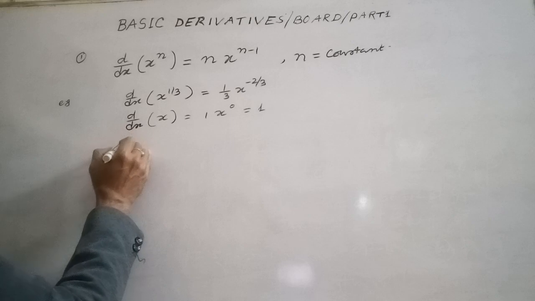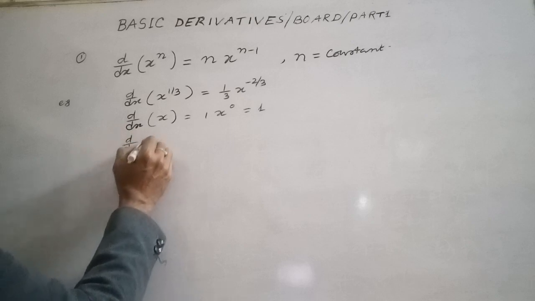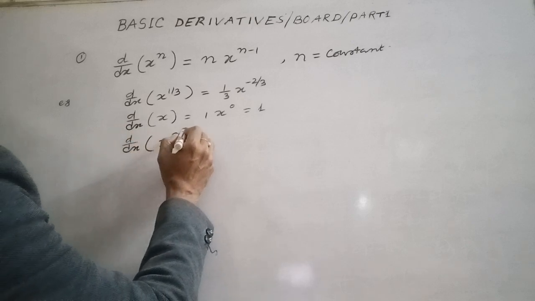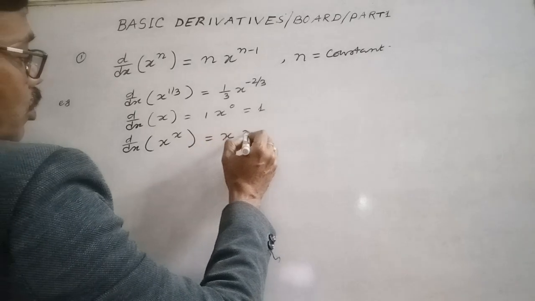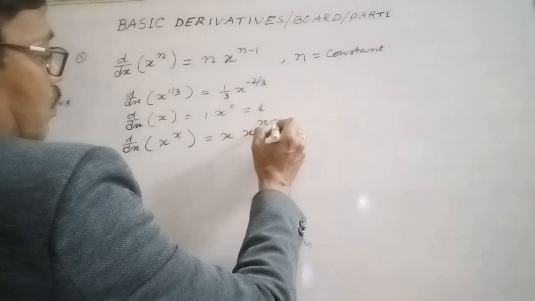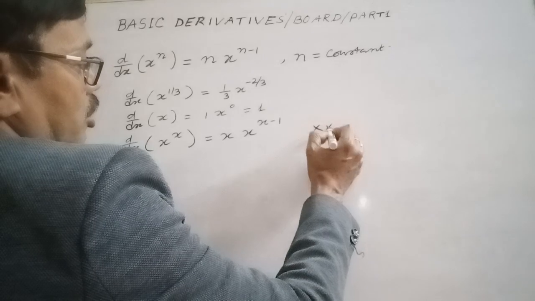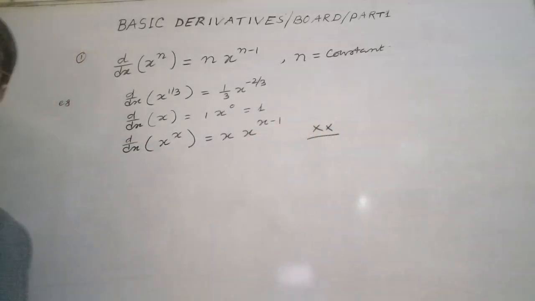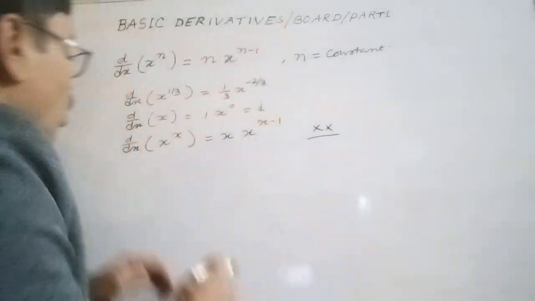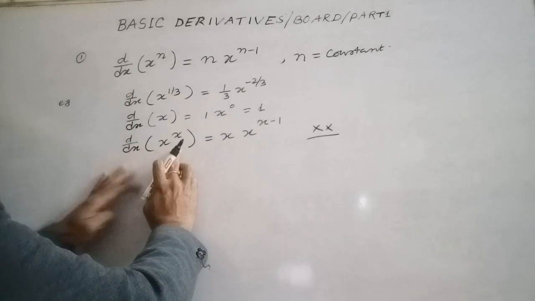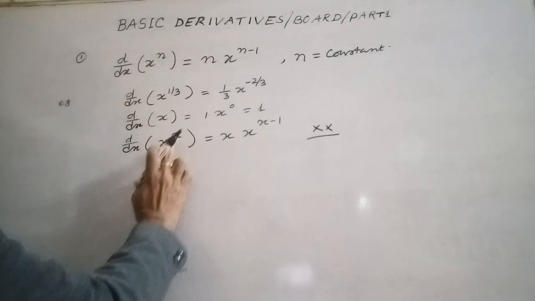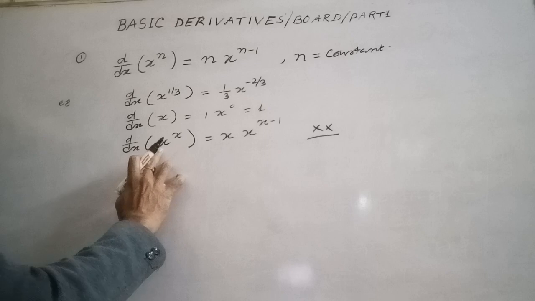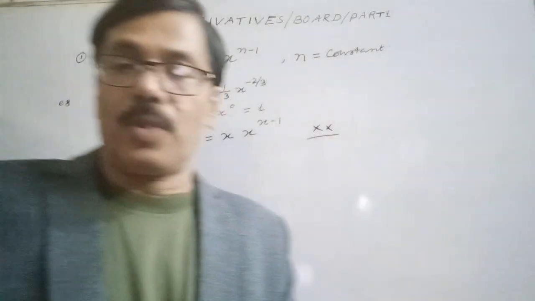Now d dx of x to the power x. So x into x to the power x minus 1. This is wrong. Mind it. Why? Because this formula is applicable when the power n is constant and the argument is a linear function.